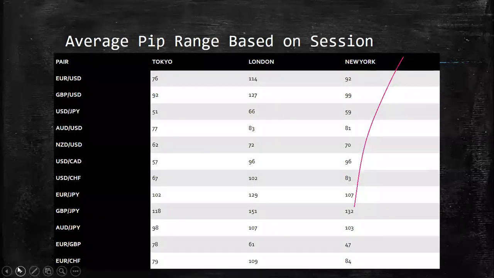This chart shows the average pip range based on the sessions. So Tokyo session, we don't really trade too much because there's not too much movement. I'm not gonna say you can't catch a good trade setup, but London and New York, notice just the difference. And that's why we trade London and New York.